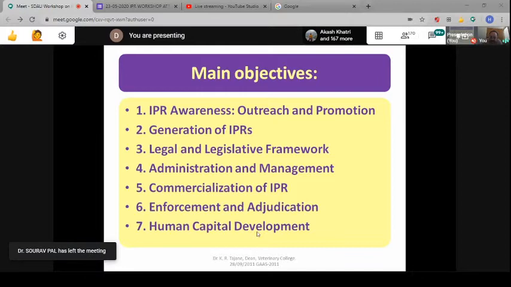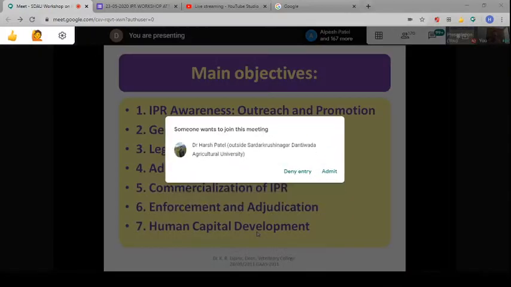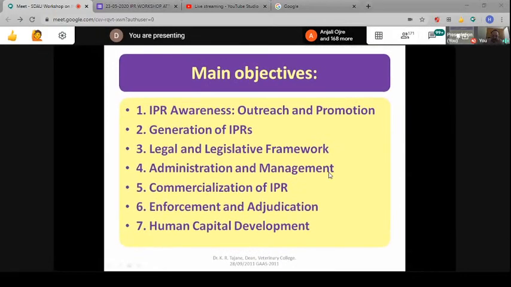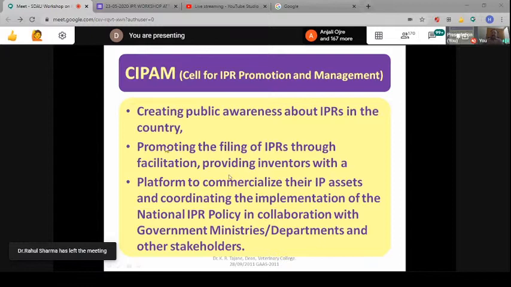Then enforcement and adjudication is also always there whenever you are doing some new business or technology transfer. You have to enforce certain rules and regulations and adhere to the rules and regulations of the particular jurisdiction. Human capital development is another advantage of this new policy. Now, the establishment of cells for IPR promotion and management at central and state level is a very important part of this new IPR policy for different purposes.